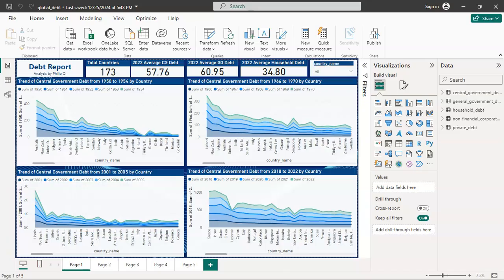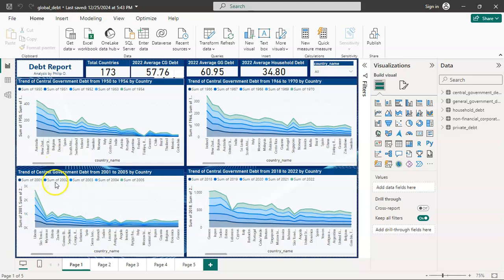Today we are looking at the debt report, and this is a 5-page dashboard. The first report talks about the trend of central government debt. The first chart shows the trend of central government debt from 1950 to 1954 by countries.